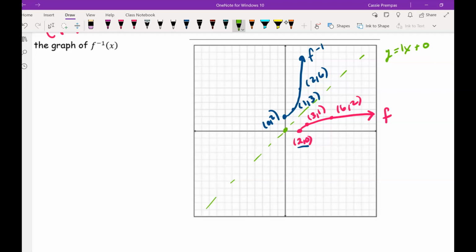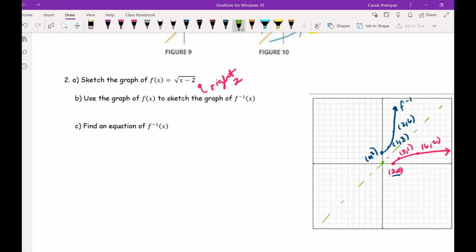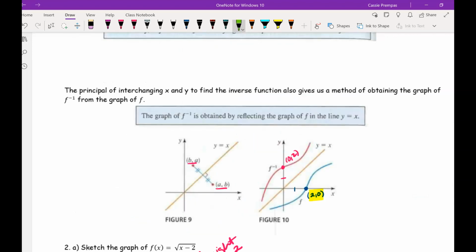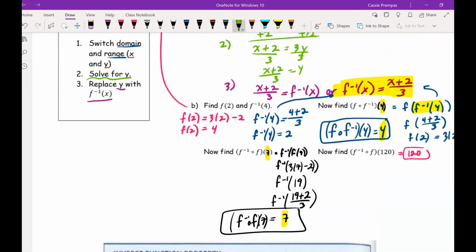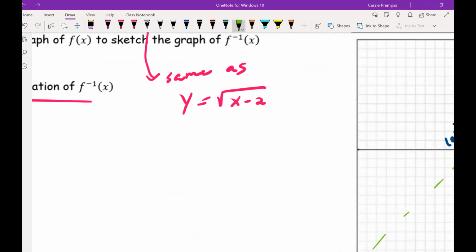Okay, and then just to conclude, let's practice finding the inverse one more time. If I look at this function, it says find an equation of the inverse. Remember, this is the same as y equals square root of x minus 2. If you need help, you can reference the steps up here. Step 1, we need to switch the domain and the range, so switch the x and the y. So now we have x equals square root of y minus 2. Step 2, solve for y.